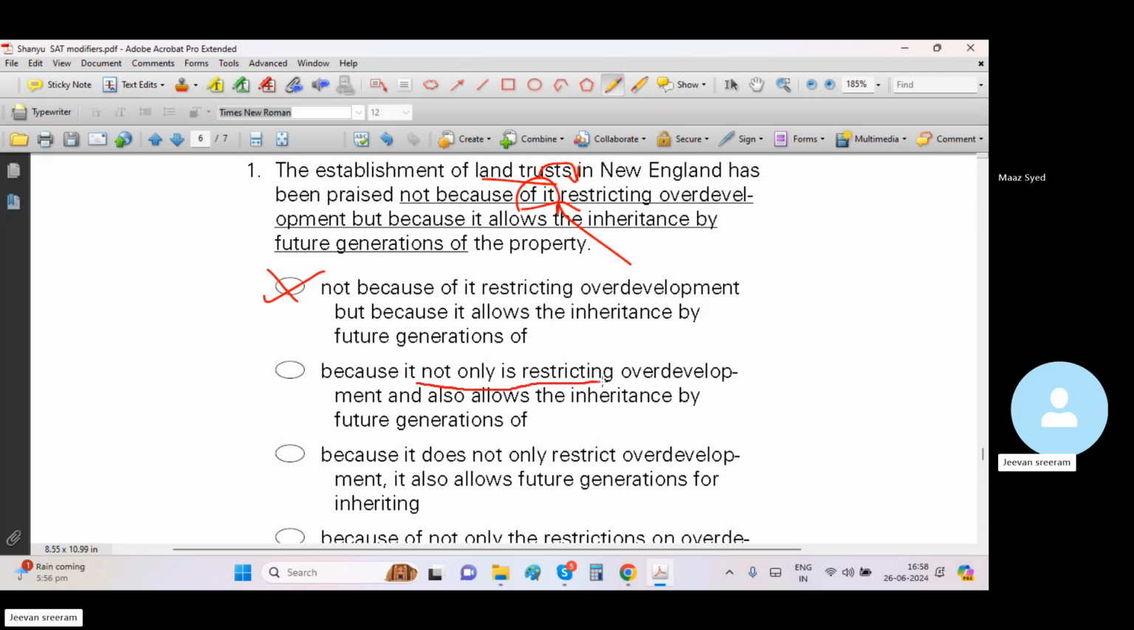Because it not only is restricting, it is not only restricting. Maybe the intended meaning is not only but also. You should be able to recognize the idiom, that is not only but also. But not only was used in the wrong place. For example, he was not only late for the interview but also dressed inappropriately. Not only is used just before the verb. This not only must be used just before the verb, restricting. Because it is not only restricting overdevelopment, but there is no but also.